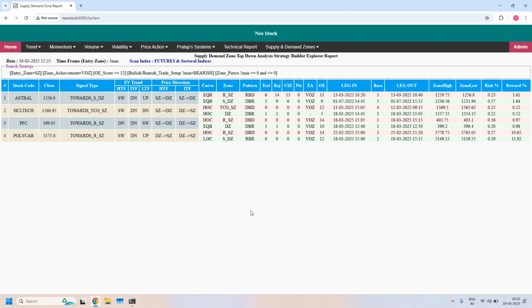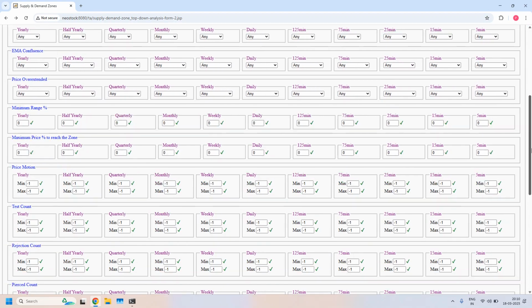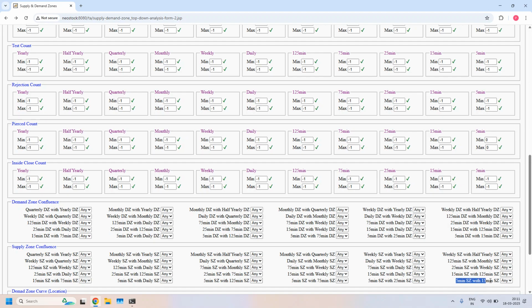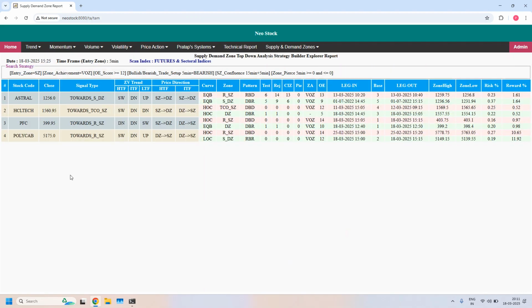Out of these 4 5 minute supply zones, let us further filter based on how many are having ITF supply zone confluence. That is 5 minutes and 15 minutes supply zone confluence supported stocks. So here I am enabling that filter, 5 minute supply zone with 15 minute supply zone confluence. Out of 4, all 4 are filtered. That means in all these 4 stocks, these 5 minute supply zones are overlapped with 15 minute supply zone. And 15 minutes trend is down in all these stocks.